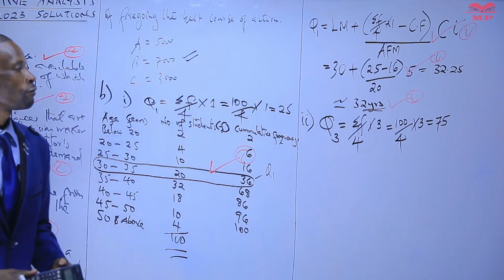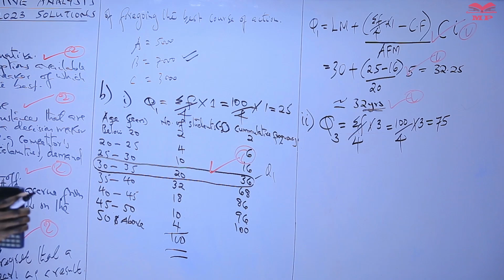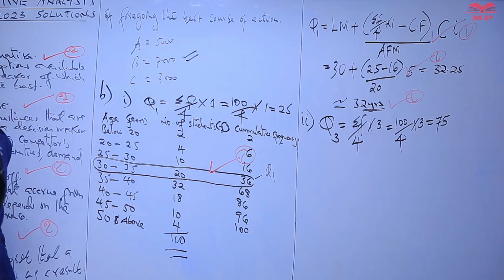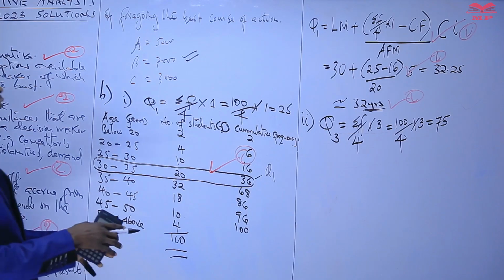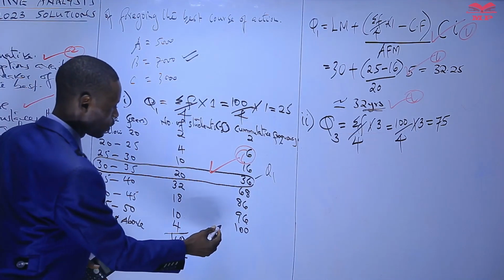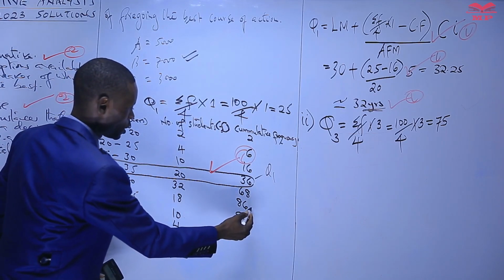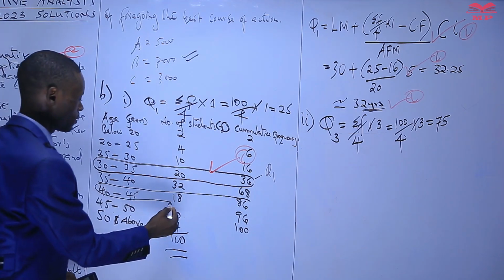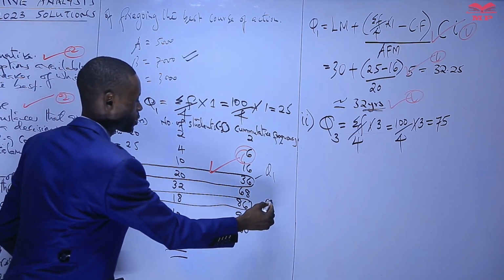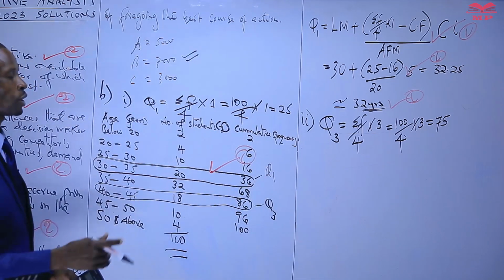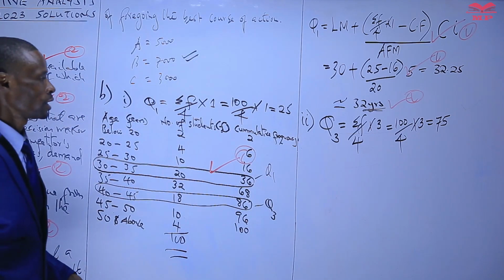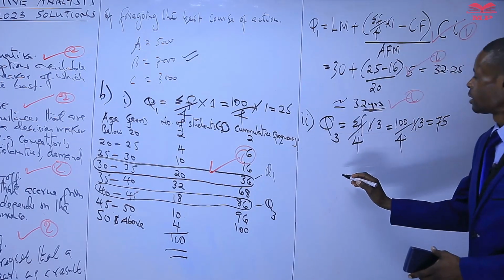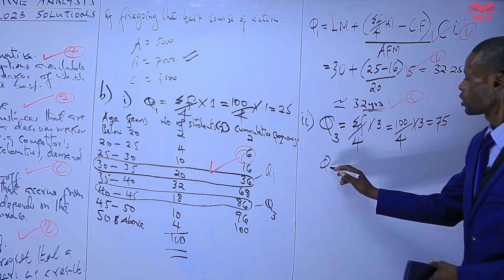Now, where does the 75 fall in our cumulative frequency? 75 falls in the range of 86, so you circle like that. So that is our highest, which is quarter 3. Good. Let us now have the formula there for quarter 3.